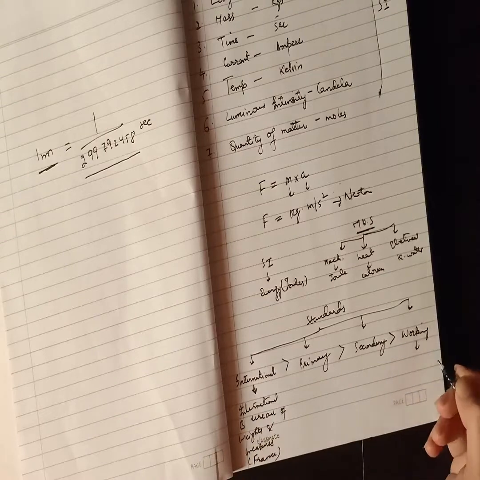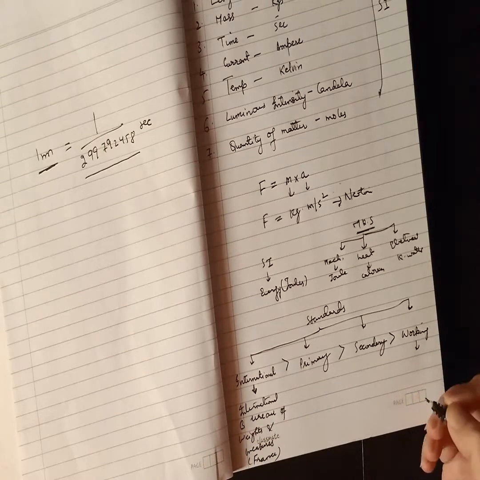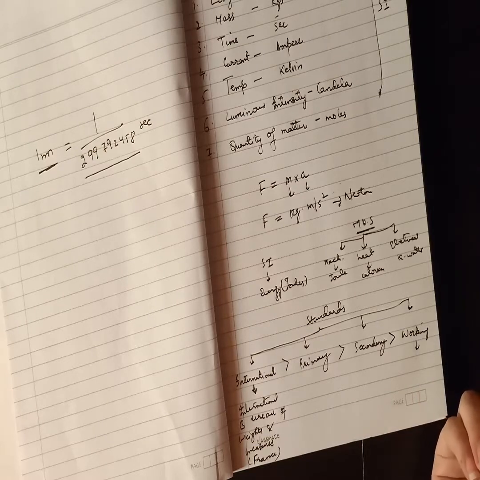Now, working standards वो standards होते हैं which we use in our laboratory on a day-to-day basis. Say if you are measuring a resistance in your laboratory, how do we measure the resistance in the laboratory? Is using a Wheatstone bridge.